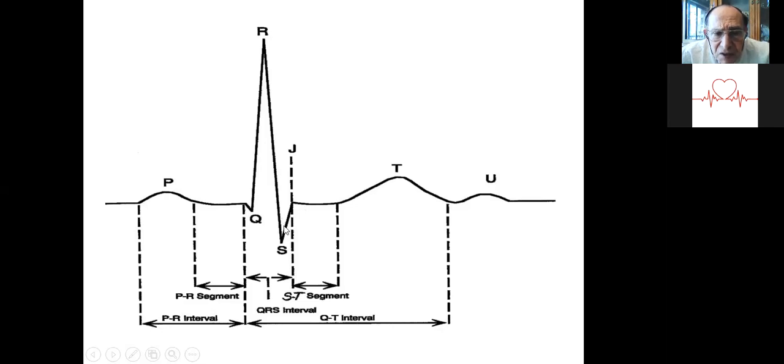QRS is ventricular depolarization. From the end of the S to the beginning of the T is the ST segment. This is an important segment. It is usually isoelectric, on the same line as this line. If it is elevated or depressed, it means injury. From the beginning of Q to the end of the T is called the QT interval, and this is important. So this is the QRS and the electric impulse of the heart.